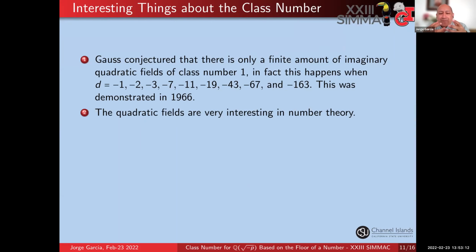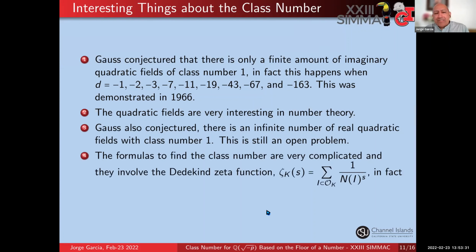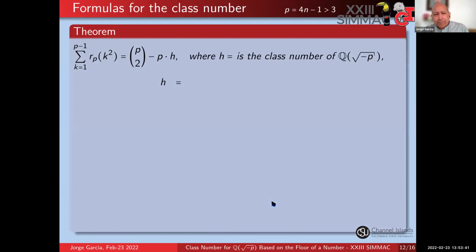They by themselves have beautiful structures and you can count them. It's about dealing with the discriminants. I mean, they are interesting on their own. Gauss also conjectured that there's an infinite number of real quadratic fields with class number 1, but this is still an open problem. The formulas to find the class number are indeed very complicated and they involve the Dedekind zeta function. In fact, I'm about to give you those formulas.